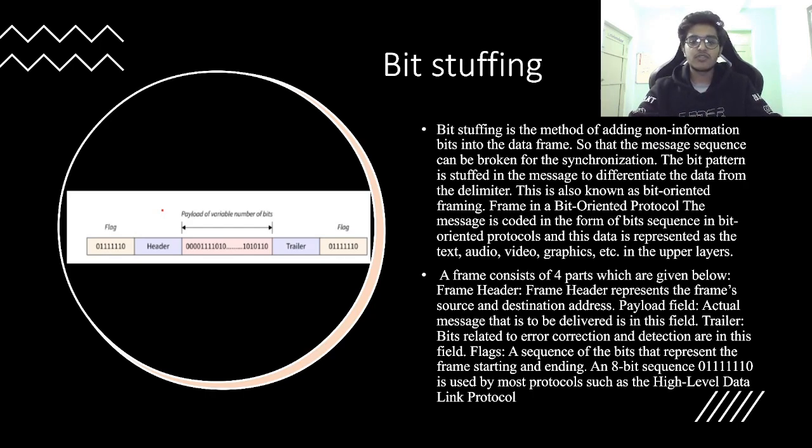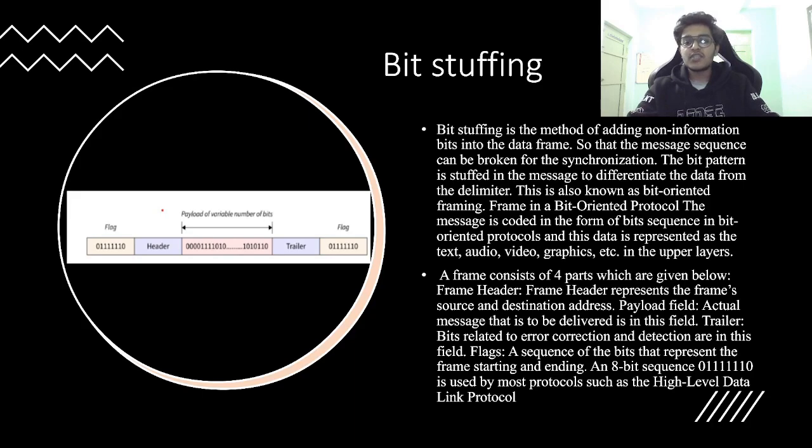The first one is going to be a frame header, that is, the frame header is going to represent the frame source and destination address, following which we have the payload field, that is the actual message that is to be delivered in this field. Trailer. Trailer bits are basically related to error correction and detection, following which we have flags, a sequence of bits that is going to represent the frame starting and ending.